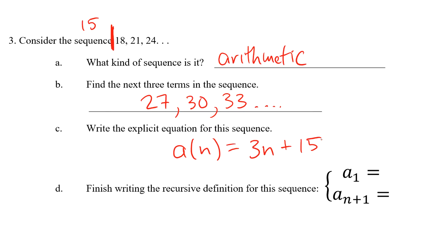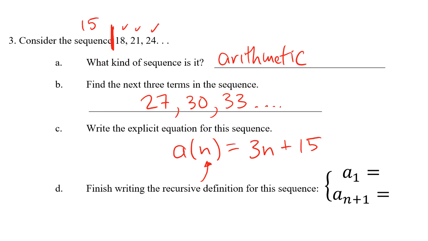If you give me a term number that you want the value of, this expression on the right hand side will tell you what the value of the sequence is at that point. So when n is 1, if I plug a 1 in there, 3 times 1 is 3 plus 15 is 18. I get the 18. If it's 2, that becomes 6 plus 15, which is 21. If it's 3, that becomes 9 plus 15, which is 24. So you can see that it's giving us the correct values. So this is the explicit equation.